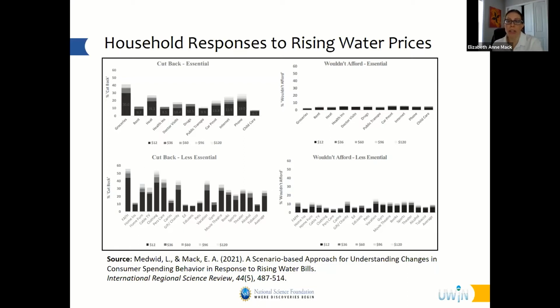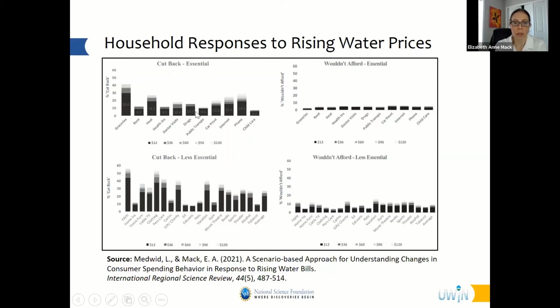Would they increase their spending, decrease their spending, not change their spending, or wouldn't they be able to afford particular budget items given various water price increases? And you can see what those are here. If you're interested in how we came up with those numbers, the details are in the paper. But based on this, you can see the types of items that they were likely to cut back on or wouldn't be able to afford.